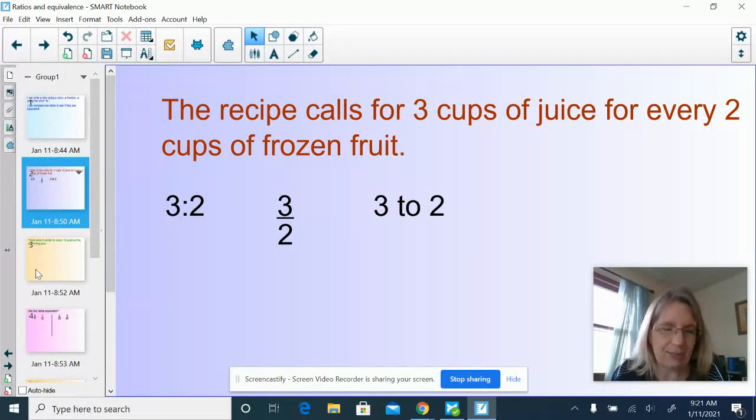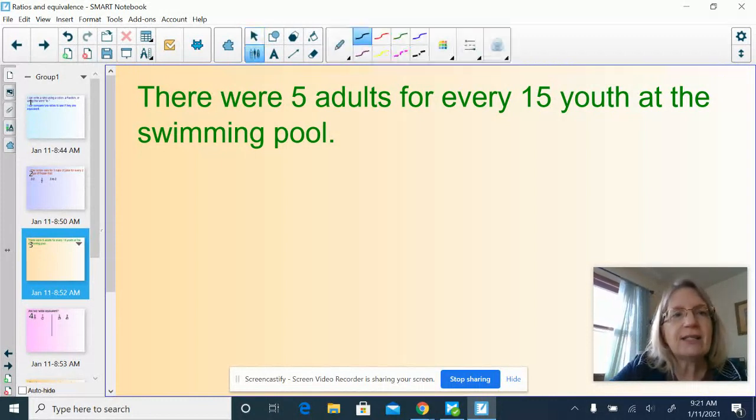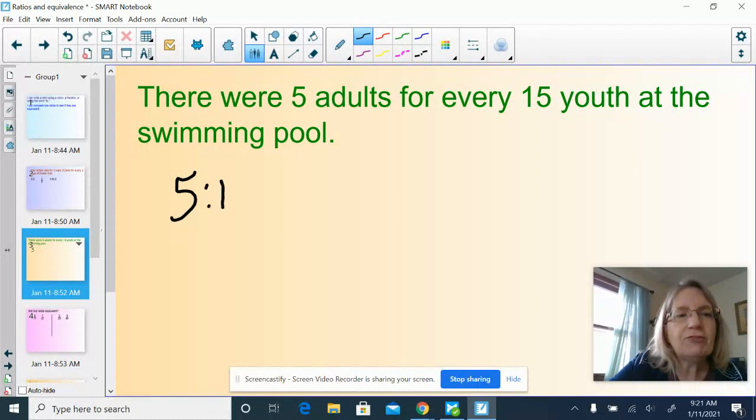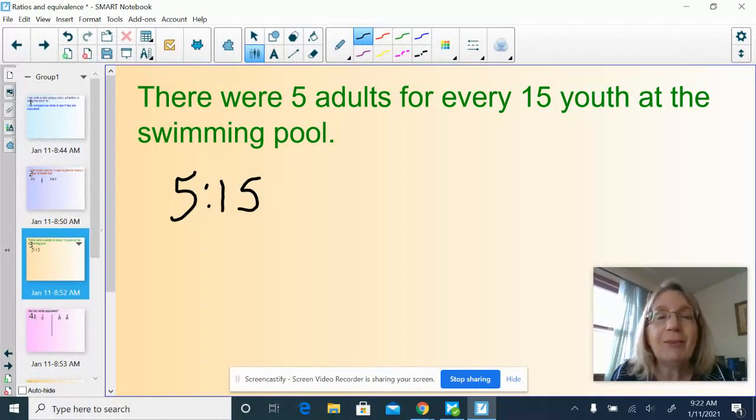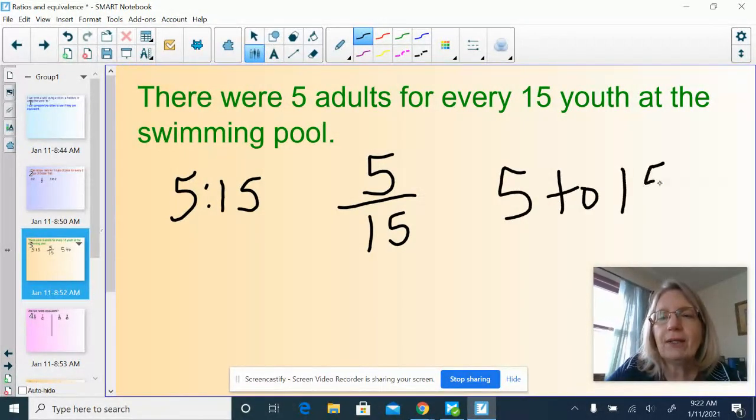So next example, there were 5 adults for every 15 youth at the swimming pool. So let's just practice writing it. You could say 5 to 15 with a colon in the middle, 5 to 15 as a fraction, or just put that little word "to" in the middle.